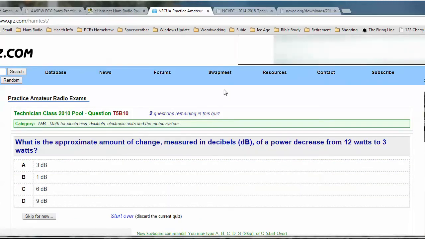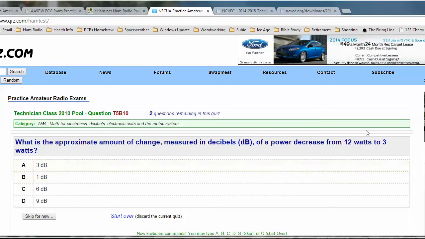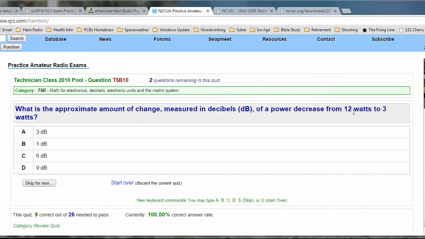What is the approximate amount of change measured in decibels of a power decrease from 12 watts to 3 watts? Well, you can't really follow a 10 dB rule, and it doesn't matter because there's no 10 in there as far as the answers are concerned. Move that up where you can see it. What we do know is 3 is a multiple of 12, 4 times to be exact.